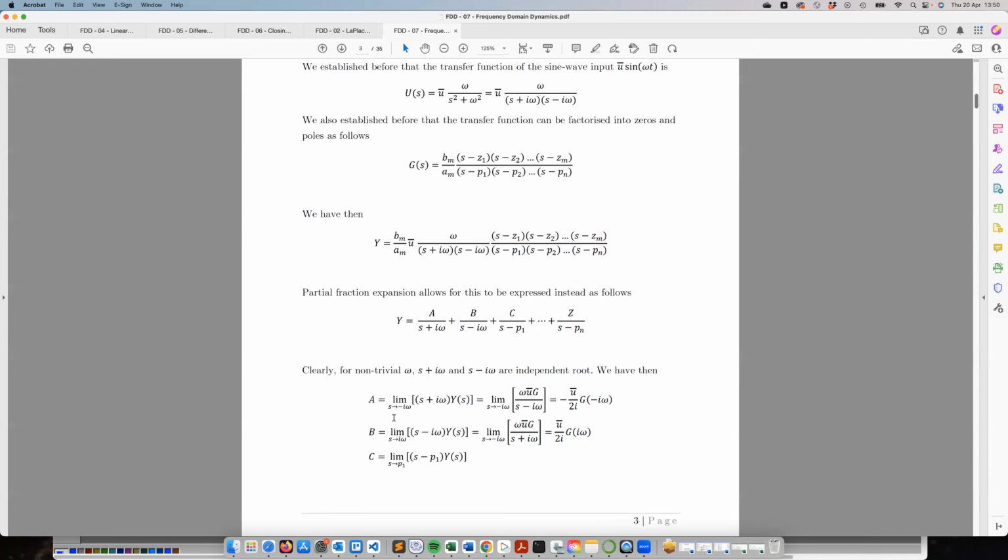Then if we choose s equals minus I omega, right? If we just take the value that makes the denominator here 0, then when we multiply that out, all these terms will vanish. So these will just go to 0 because s plus I omega becomes 0 at s equals minus I omega. So all those terms vanish, leaving us with that a equals the left-hand side.